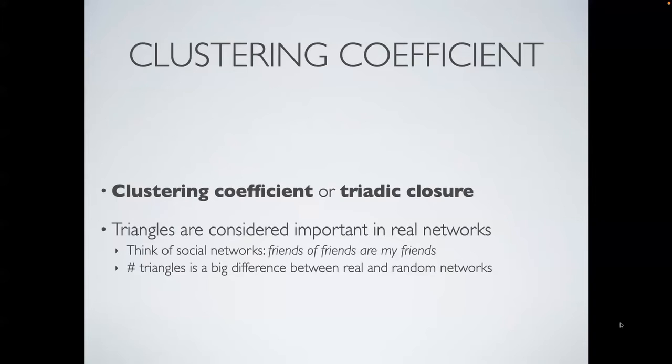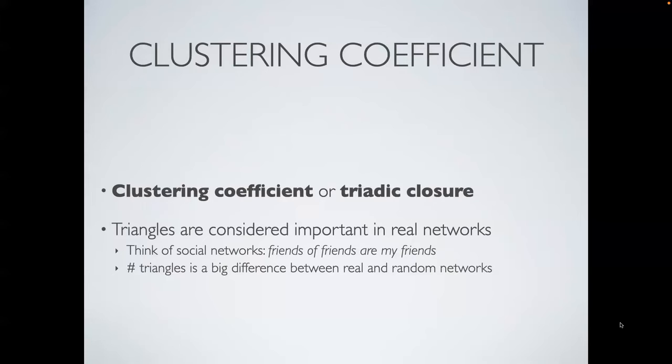Let's continue our description of networks. So the next property is the clustering coefficient. Clustering coefficient, or triadic closure, is related to the number of triangles in the network. Triangles are considered important because they are especially more common in real networks compared to random networks. So it's characteristic of what we observe in reality.